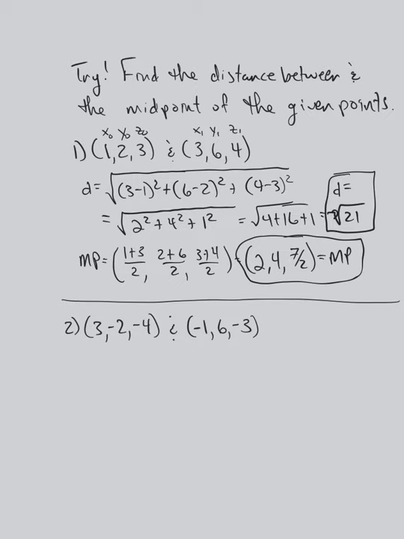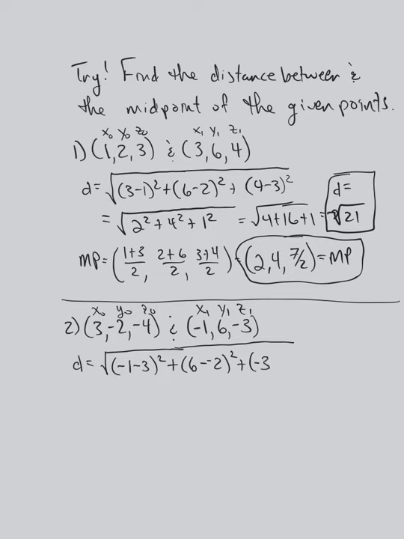On this one, it's very similar. I just wanted you to get some practice with negatives. In terms of the distance formula, again, you can label your things here to help you if you need to. For my x's, I have -1 minus 3 squared, plus 6 minus -2 squared. So be careful with signs whenever you have those negatives. And then for the change in z's, I have -3 minus -4 squared.